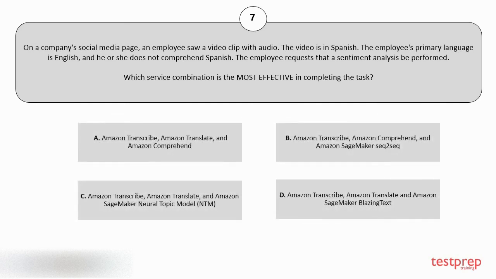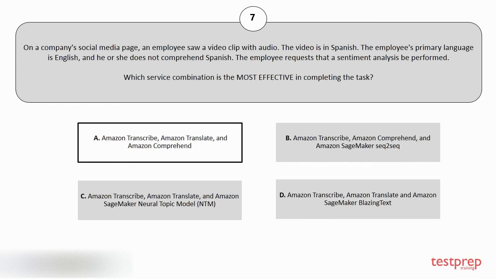Your options are: A. Amazon Transcribe, Amazon Translate, and Amazon Comprehend. B. Amazon Transcribe, Amazon Comprehend, and Amazon SageMaker Seq2Seq. C. Amazon Transcribe, Amazon Translate, and Amazon SageMaker Neural Topic Model. D. Amazon Transcribe, Amazon Translate, and Amazon SageMaker BlazingText. The correct answer is option A.